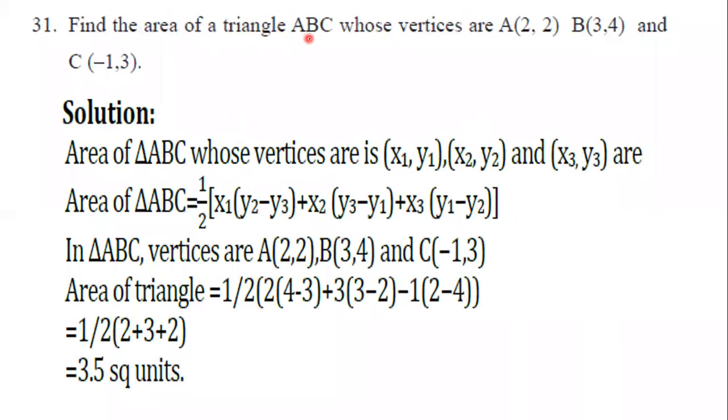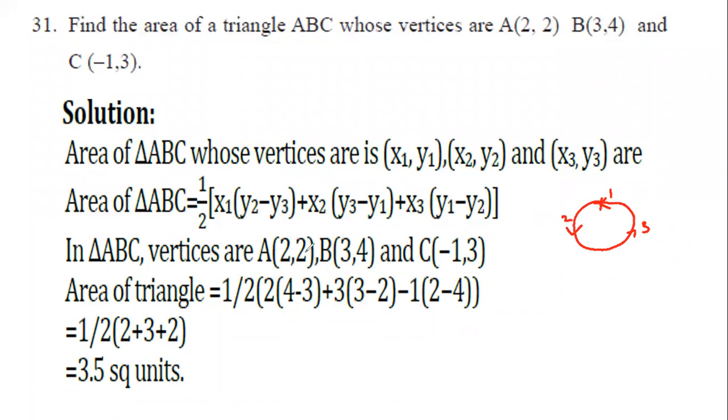Find the area of the triangle ABC whose vertices are (2, 2), (3, 4) and (minus 1, 3). As we know the formula. What's the formula? Area of the triangle is equals to half into x1 into (y2 minus y3). This is also very simple. Look here, if you don't know the formula, it is cyclic: starts from 1, next 2, next 3. So after 1, 2; after 2, 3, means x1 into (y2 minus y3) plus, starting from after 1, next 2, next 3. So this is the formula.